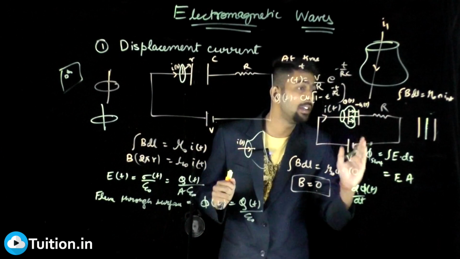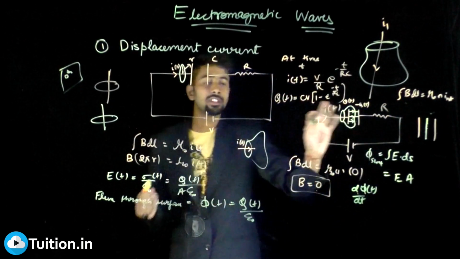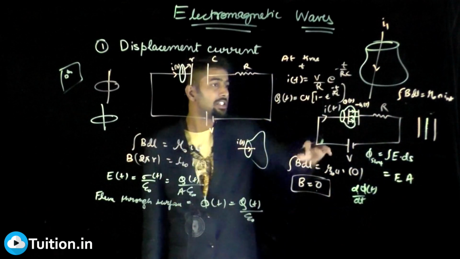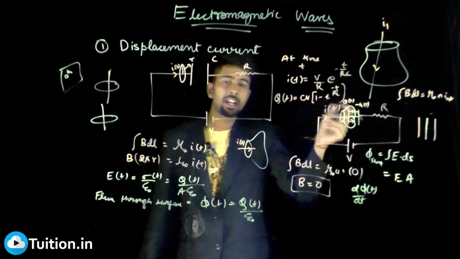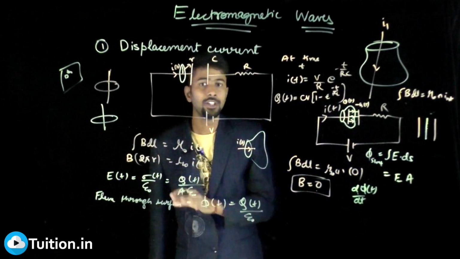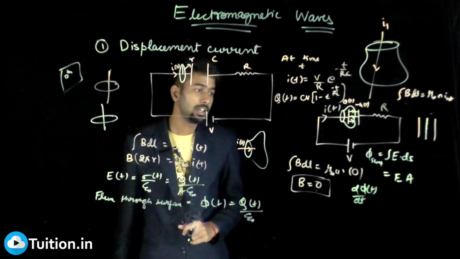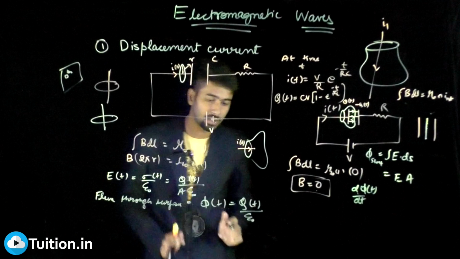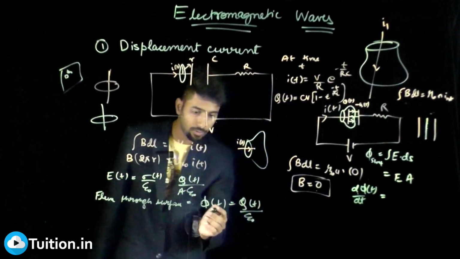I first calculated the electric field in between these plates, which will change with time because charge is changing with time and electric field depends on charge. Now I calculated the flux due to this electric field, which also will be a function of time, and now I'm differentiating the flux as a function of time. So that's how we have gone ahead.